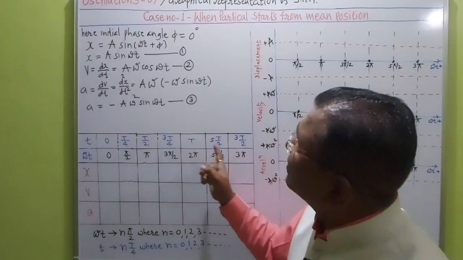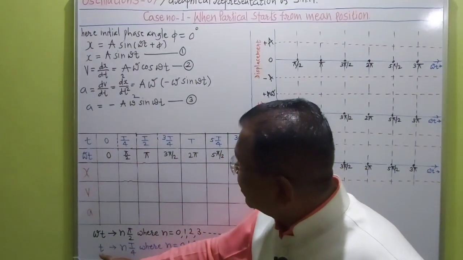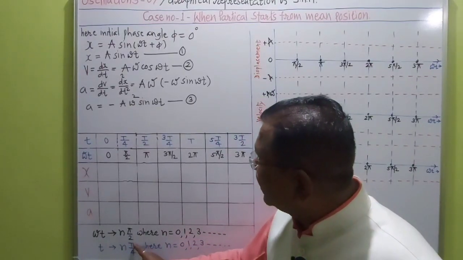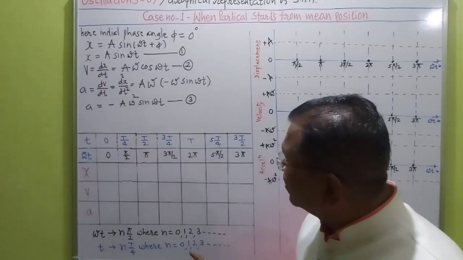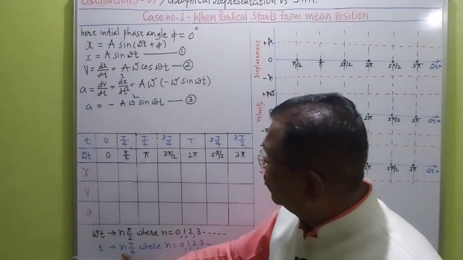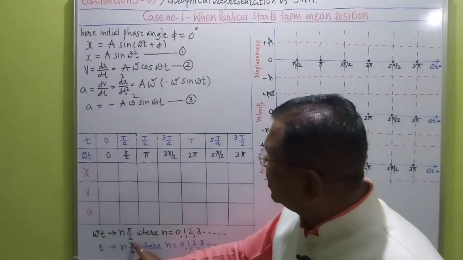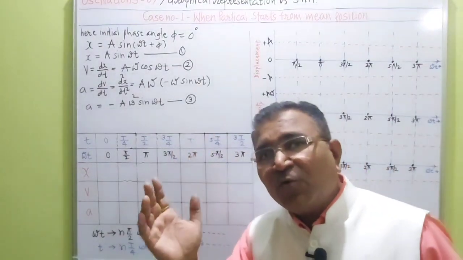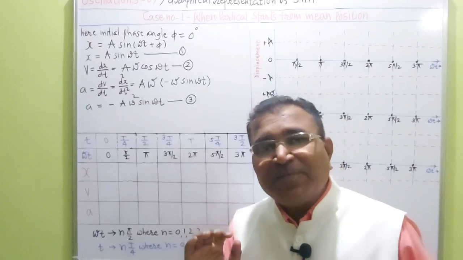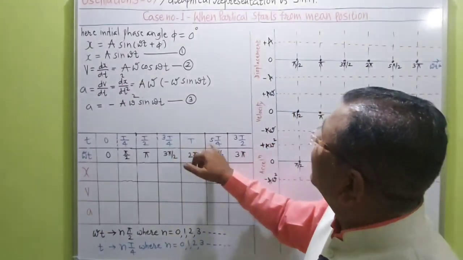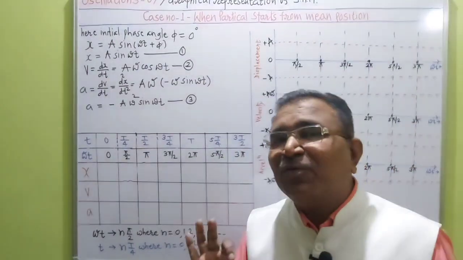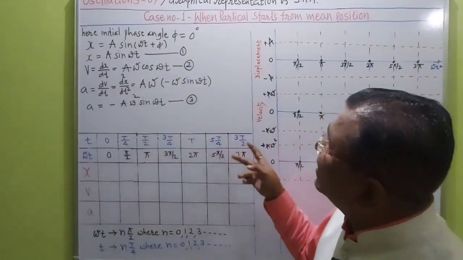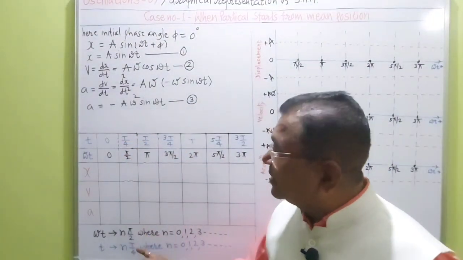Then what is the time factor? The time factor is written by remembering the formula: T stands for n T by 4, where n is equal to 0, 1, 2, 3, 4. 0 T by 4, we get 0. 1 T by 4, we get T by 4. 2 T by 4, we get T by 2. 3 T by 4. 4 T by 4, 4 gets cancelled, we get T. 5 T by 4. 6 T by 4, we get 3 T by 2. So in this way, these two horizontal lines we can easily write by remembering this formula.